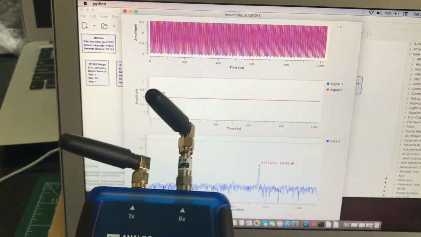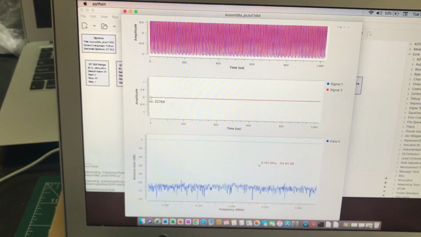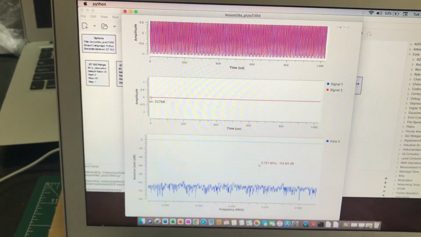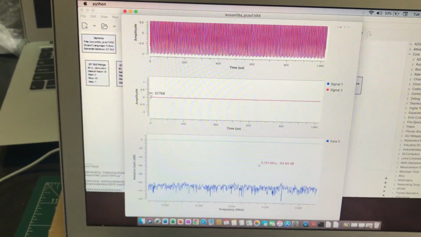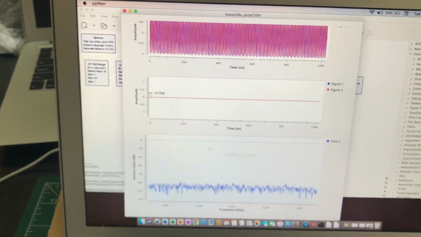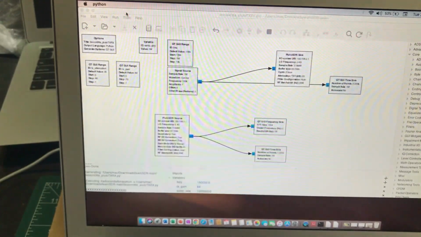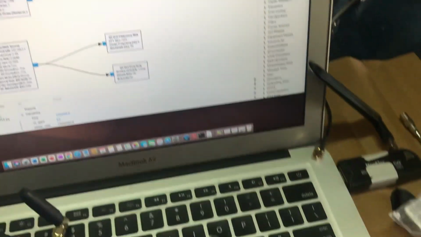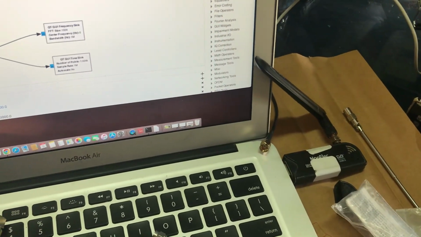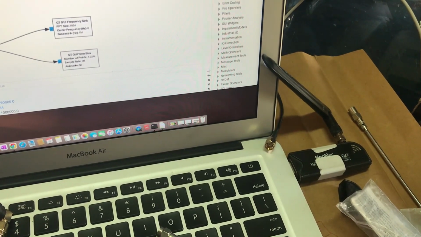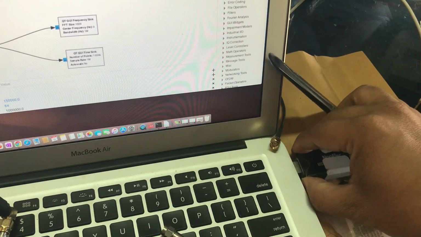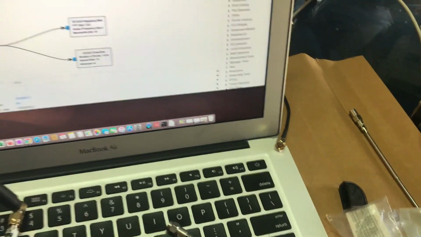So this is a basic, easiest way to check if your attenuators are working without having to go through your VNA. You can also perform exactly the same test using your RTL-SDR dongle.